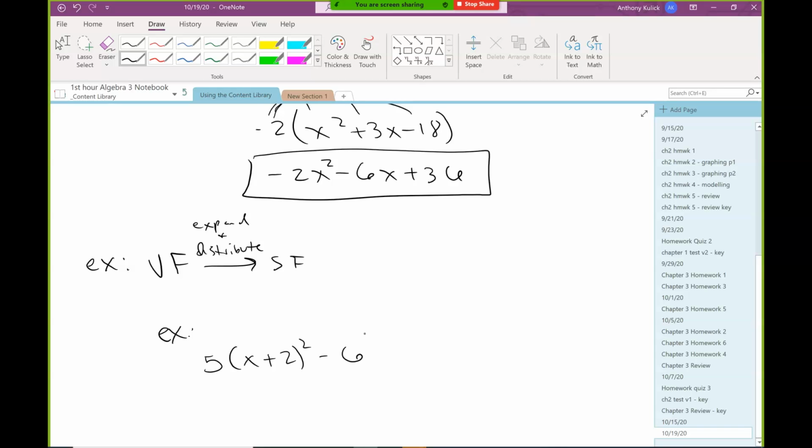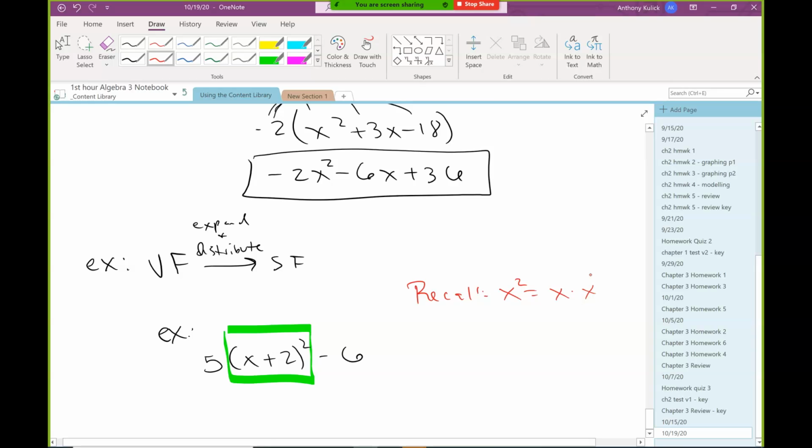So here's our example. What we mean by expand, because that's the word in there that we're probably not familiar with, refers to how I deal with this piece right here. So recall for a moment that we know that x squared is the same thing as x times x, right? Everybody's okay with that? So what we'll do is think of x plus 2 squared as just x plus 2 times x plus 2. Everybody's okay with that idea?